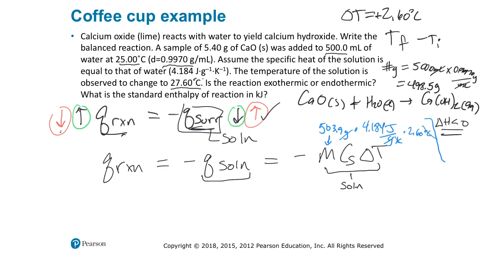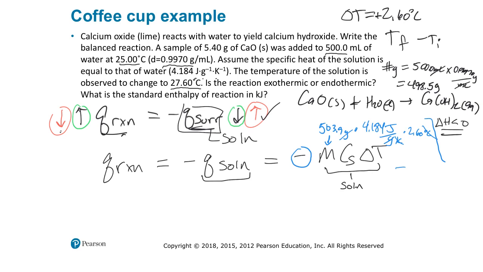So the degree C does cancel with the Kelvin. Remember, this is a delta T. If you don't think it cancels, convert both temperatures to Kelvin, then take your difference. It still works out to be 2.60 Kelvin. Said that a few times. Hopefully that sinks in. And we got to keep this minus sign. We got to plug in the actual temperature, the delta T, in its right sign, which is positive.